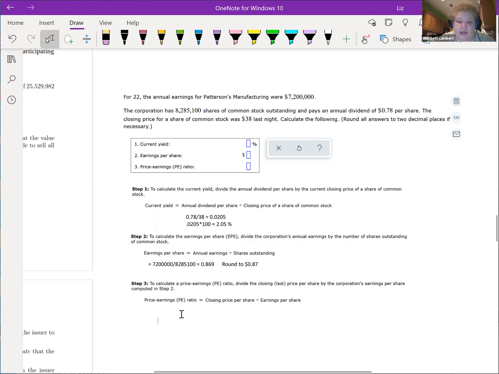And then the price to earnings ratio, we take the closing price, which for this one was 38. We're going to divide that by the earnings per share that we just calculated, and that was the 0.869. And there's our price to earnings ratio, 43.73.